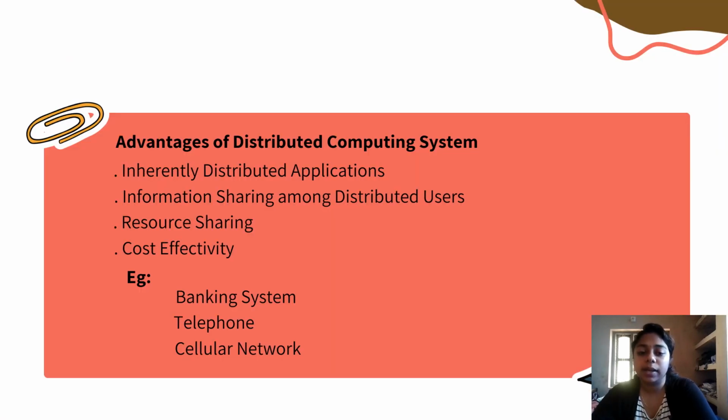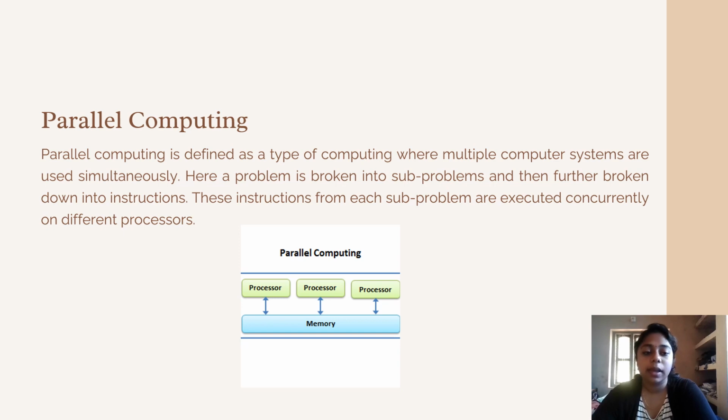The next is the advantages of distributed computing systems. Inherently distributed applications, information sharing among distributed users, resource sharing, and cost efficiency are the advantages. Some of the examples are banking systems, telephone, and cellular networks. Then the next computing type is parallel computing.